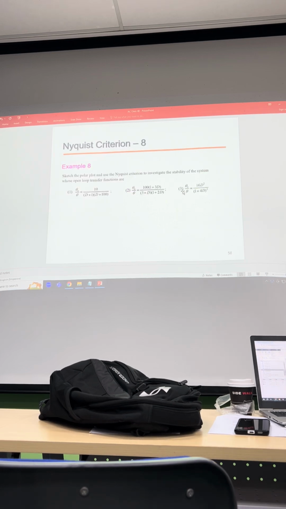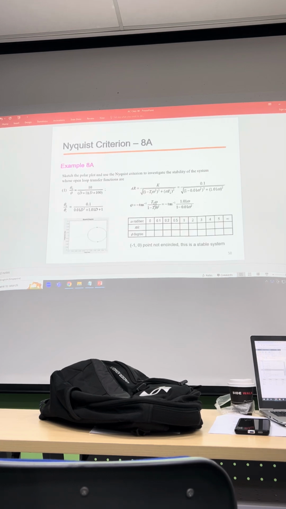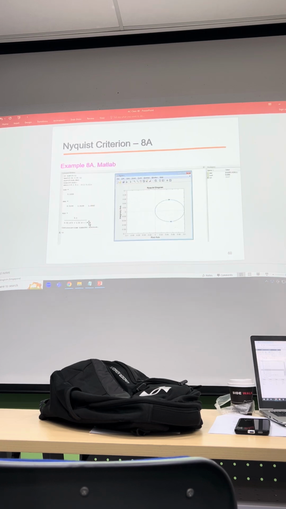Here the 8th one is a typical question on your assignment. Sketch the polar plot using the Nyquist equation to investigate the stability of the system, whose open loop transfer function is given over here. There are 3 questions given on the 8th. First, based on the transfer function, you can make the amplitude ratio and phase angle. Then you can fill up the tabular column, then make a graph on it. So I did it using MATLAB.